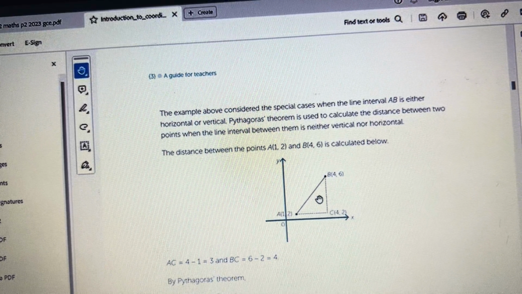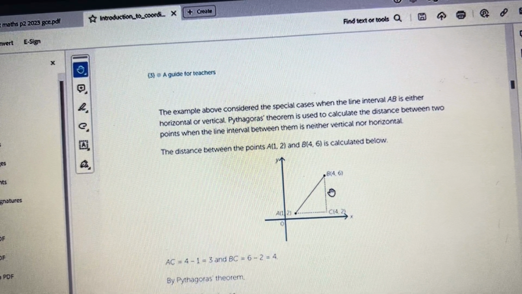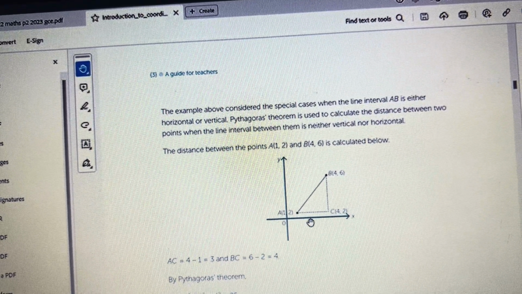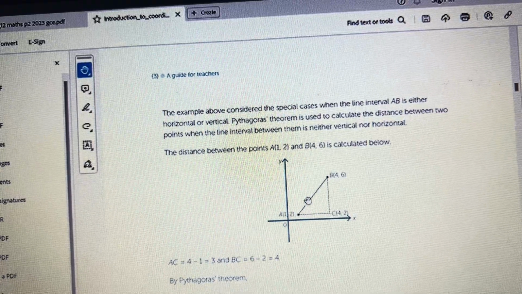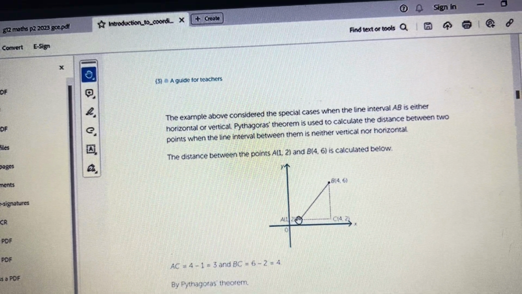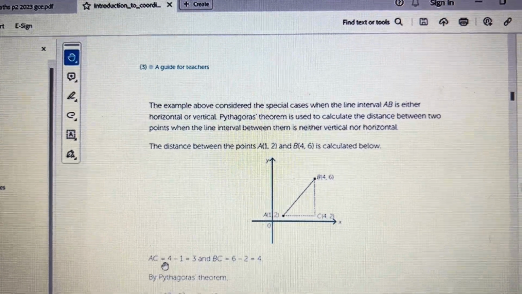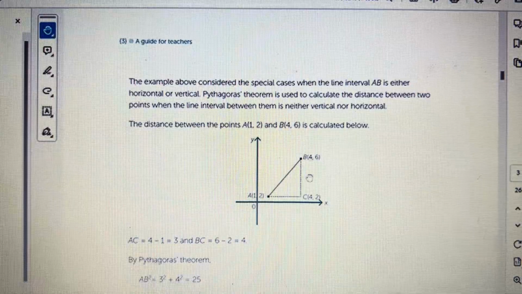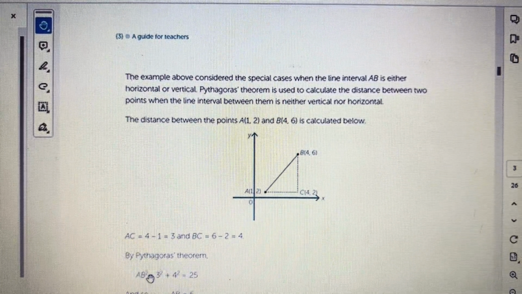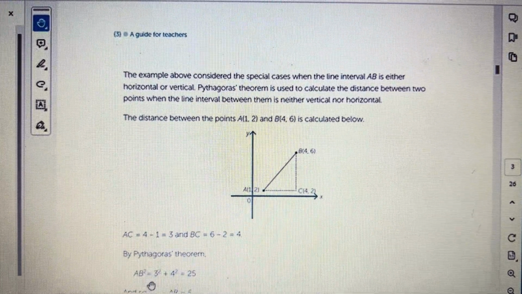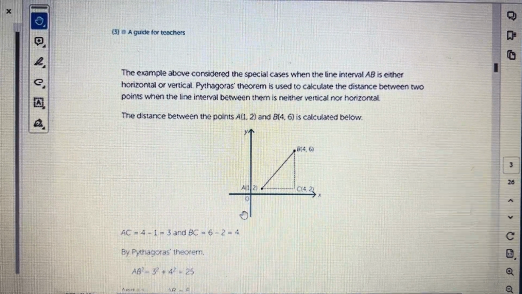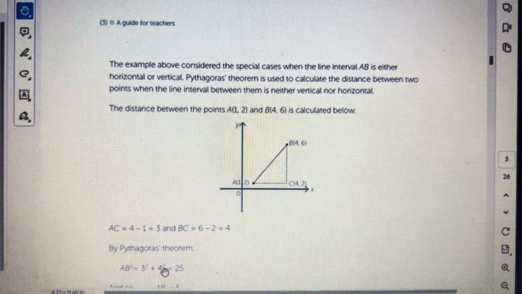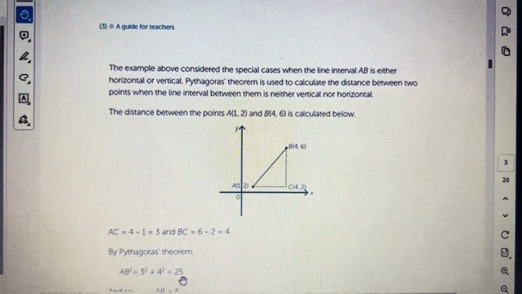And using Pythagoras' theorem, which says if you get the distance here, you square it, and you get the distance here, you square it, the sum you will get will be equal to the distance here squared. So this is what we have here. So AC is 3, as I was saying, then BC is 4, as I was saying again. And then when we say AB squared, which is the distance we want, is equal to the distance here squared plus the distance there squared. This is 9, this is 16. 9 plus 16 gives us 25.